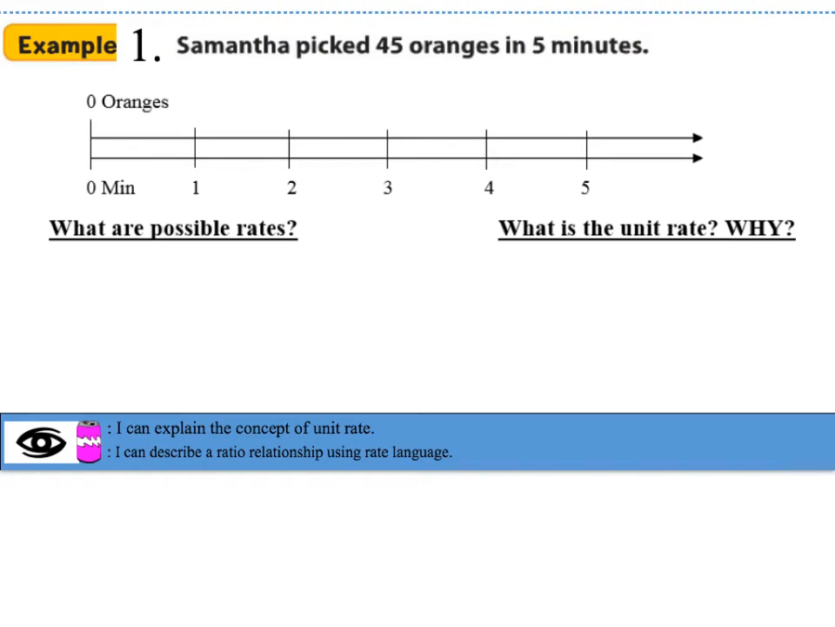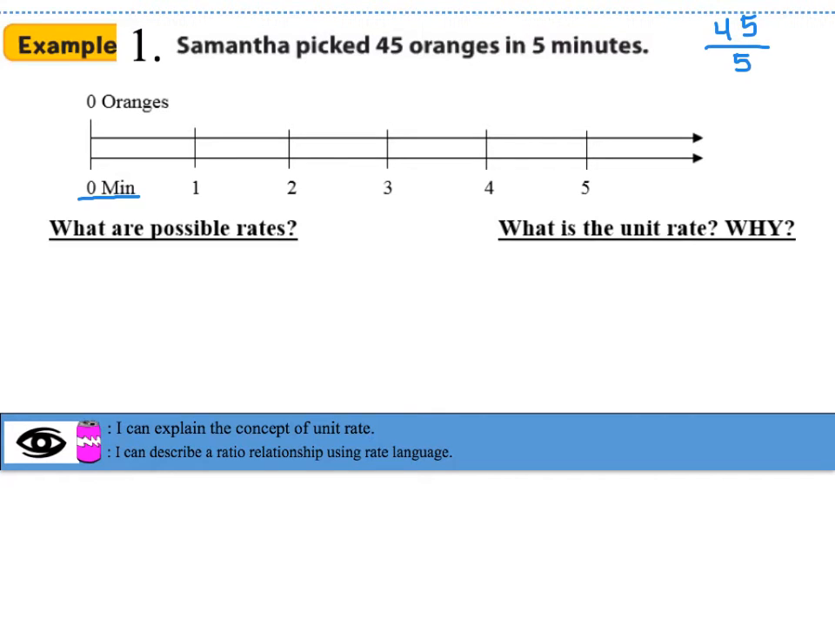So let's talk about example 1. Example 1 says Samantha picked 45 oranges in 5 minutes. Take a look at my double number line. I've got oranges on top and time on the bottom. The problem says that Samantha picked 45 oranges in 5 minutes. So I can write it as 45 over 5. I can write it in fraction form.